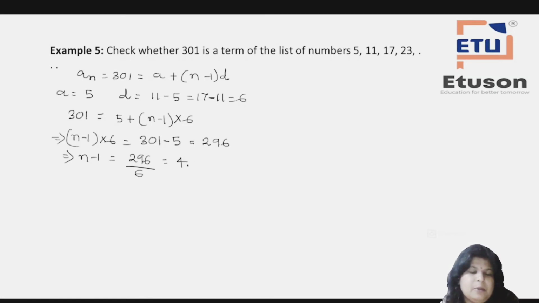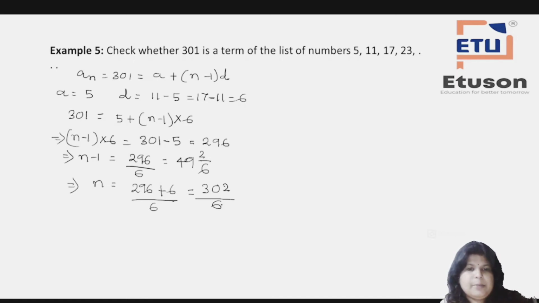So you will be having 4, 4 9. Then the remaining is 49 2 by 6, which is not a whole number. So n definitely, if you add this 1 to this side, this becomes 296 plus 6 divided by 6. So that is equal to how much? That is 302, 302 divided by 6.